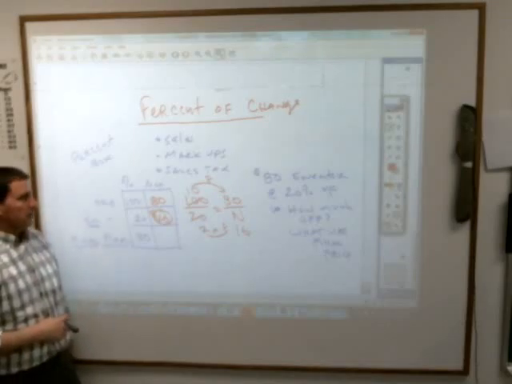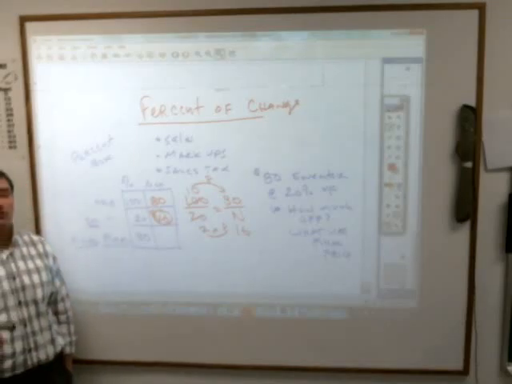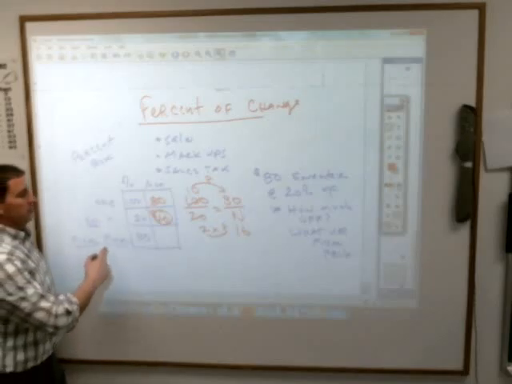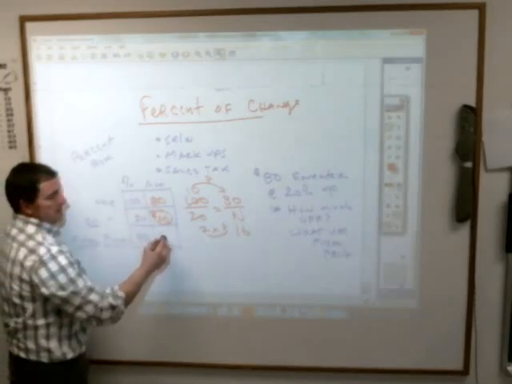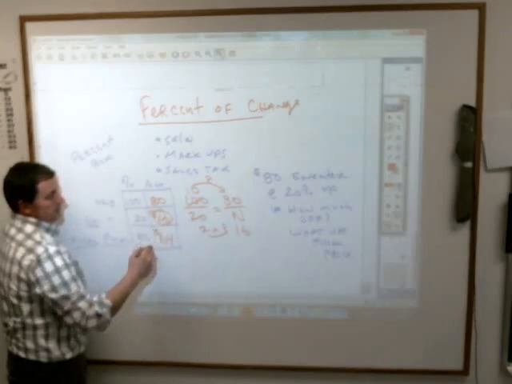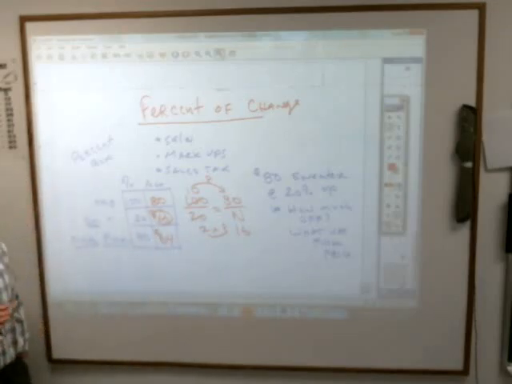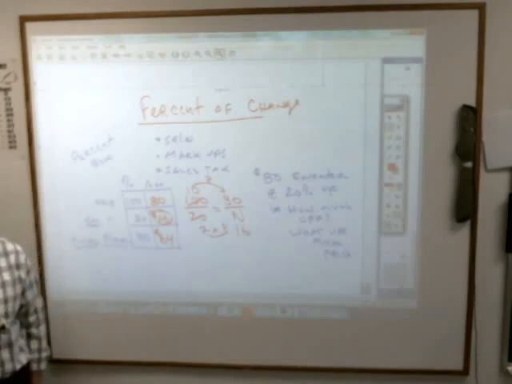An $80 sweater at a 20% off sale means I get $16 off, which means my final price is going to be $80 minus 16, which is $64. And once you fill in the box, everything is good.